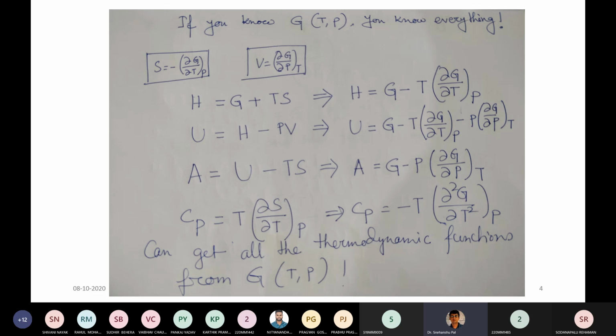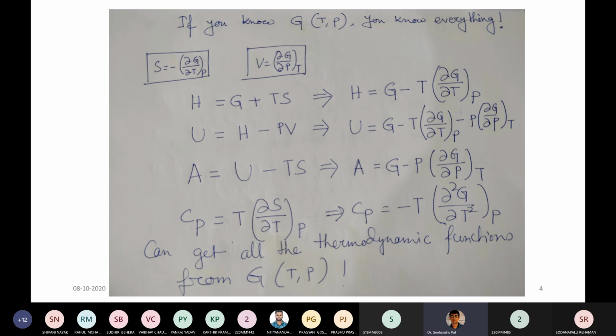Suppose we start with enthalpy H equal to G plus TS, and in place of S we put the expression minus del G del T at constant pressure, and multiply with the absolute temperature. Then we get this expression. And internal energy U is equal to H minus PV, and what is H? H we already derived from the previous expression: H equals capital G minus T multiplied by del G del T at constant pressure minus capital P into del G del P at constant temperature.